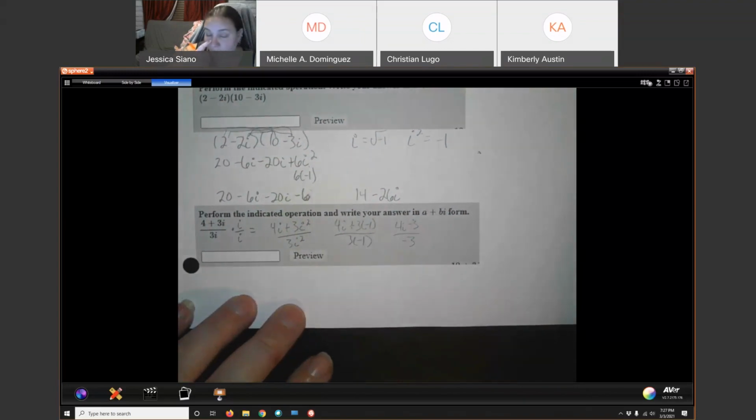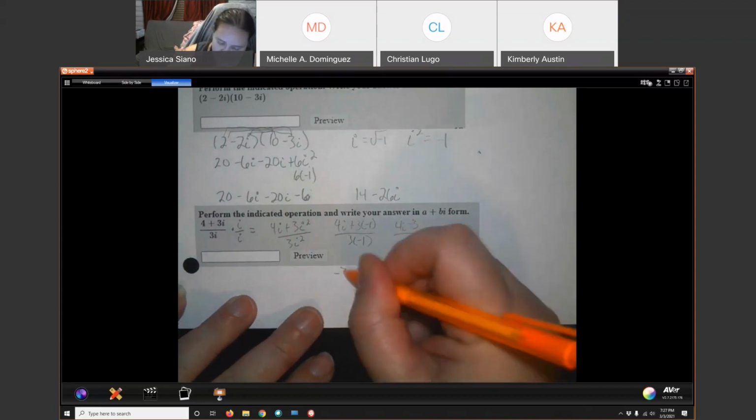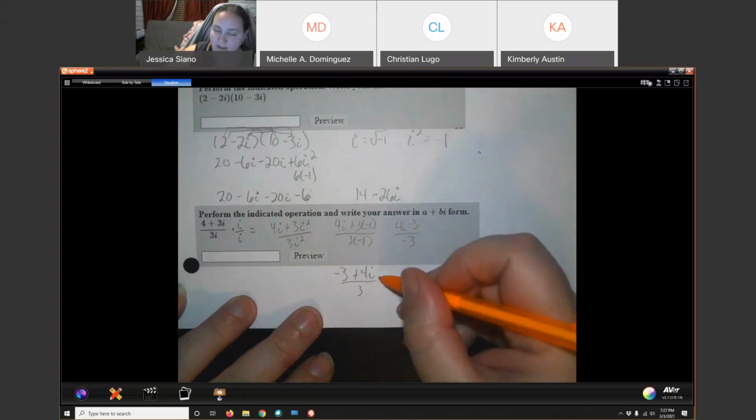Okay, so when we're writing complex numbers, we always write the real part first and then the complex part second. So I need to rewrite this so that it is -3 plus 4i. So your i should always be in the back like this.